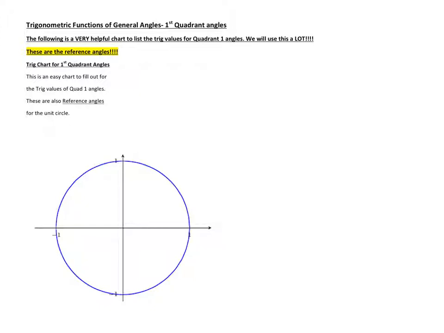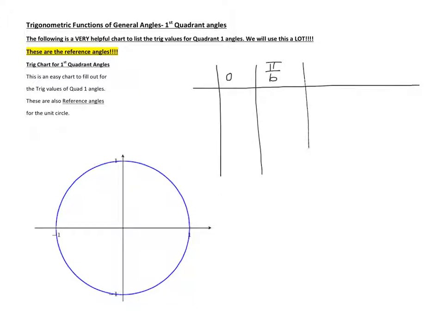Okay, we're going to start by making our chart. We want to list across the top the basic general angles of quadrant 1. I'm going to list them in radians and degrees. Now we're usually going to use them in radians most often, but we'll list both. So we start with 0. And then the next would be our 30 degree. That is pi over 6. Then we have 45 degree, pi over 4.